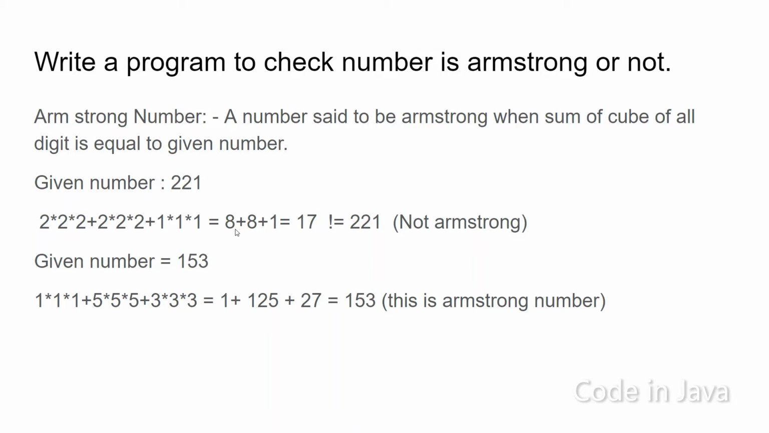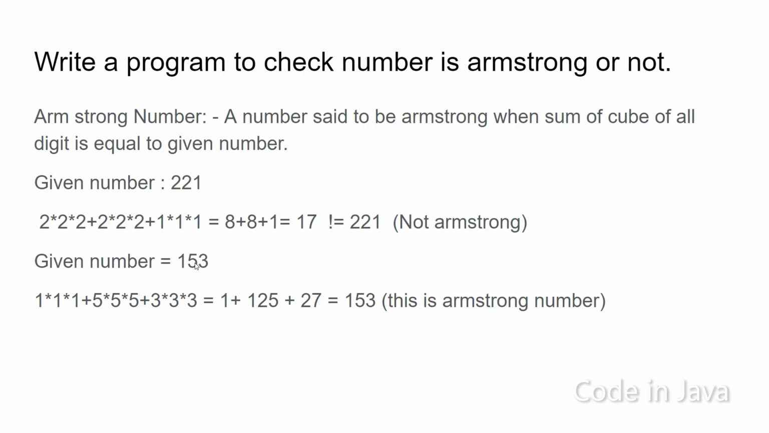So the cube of 2 is 8, the cube of 2 is 8, and the cube of 1 is 1. So we will sum it. It will be 17, and 17 is not equal to the given number 221. So it means this number 221 is not an Armstrong number.